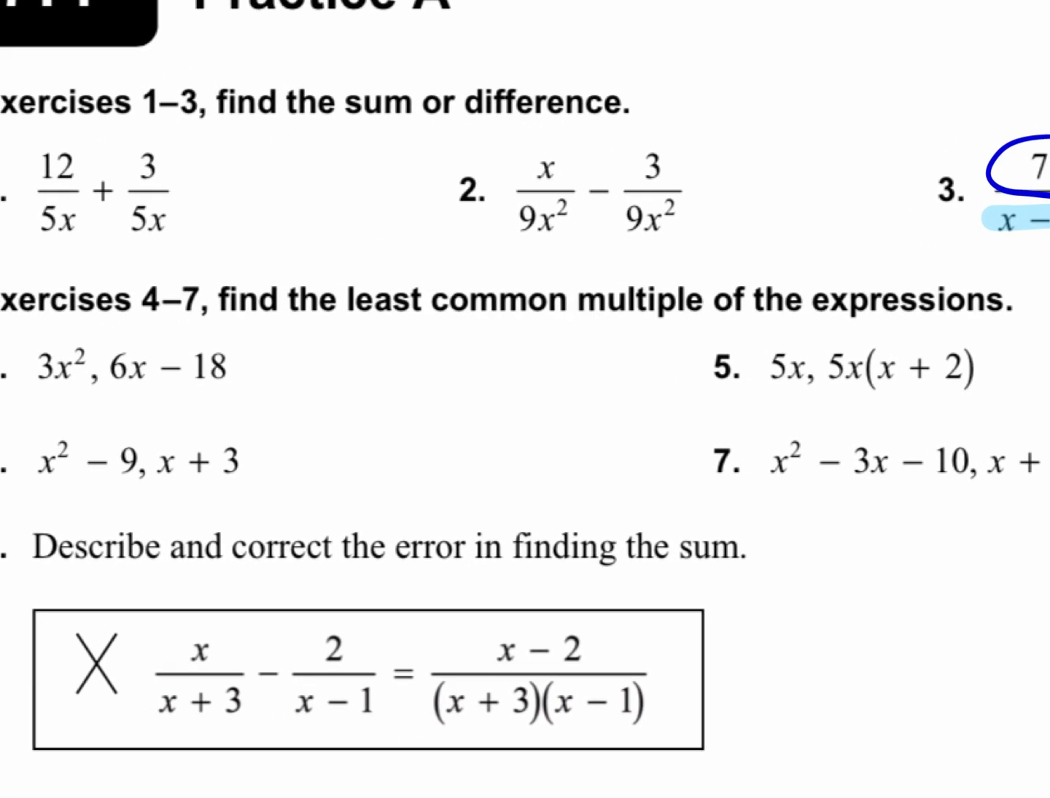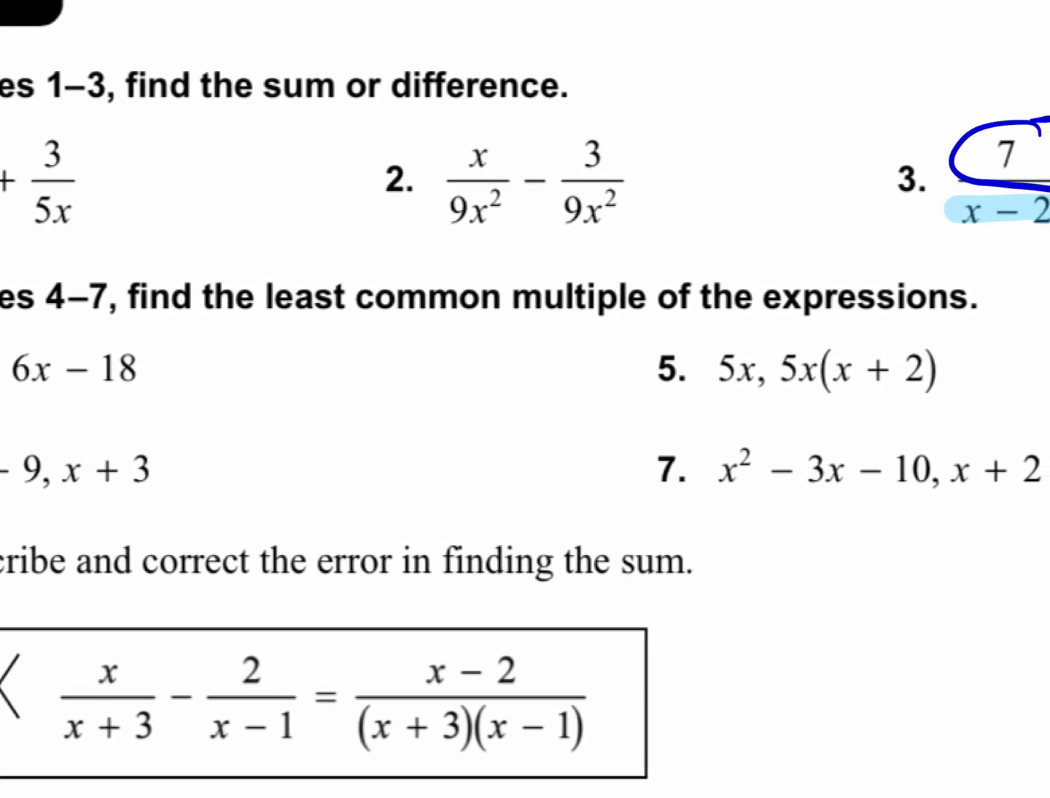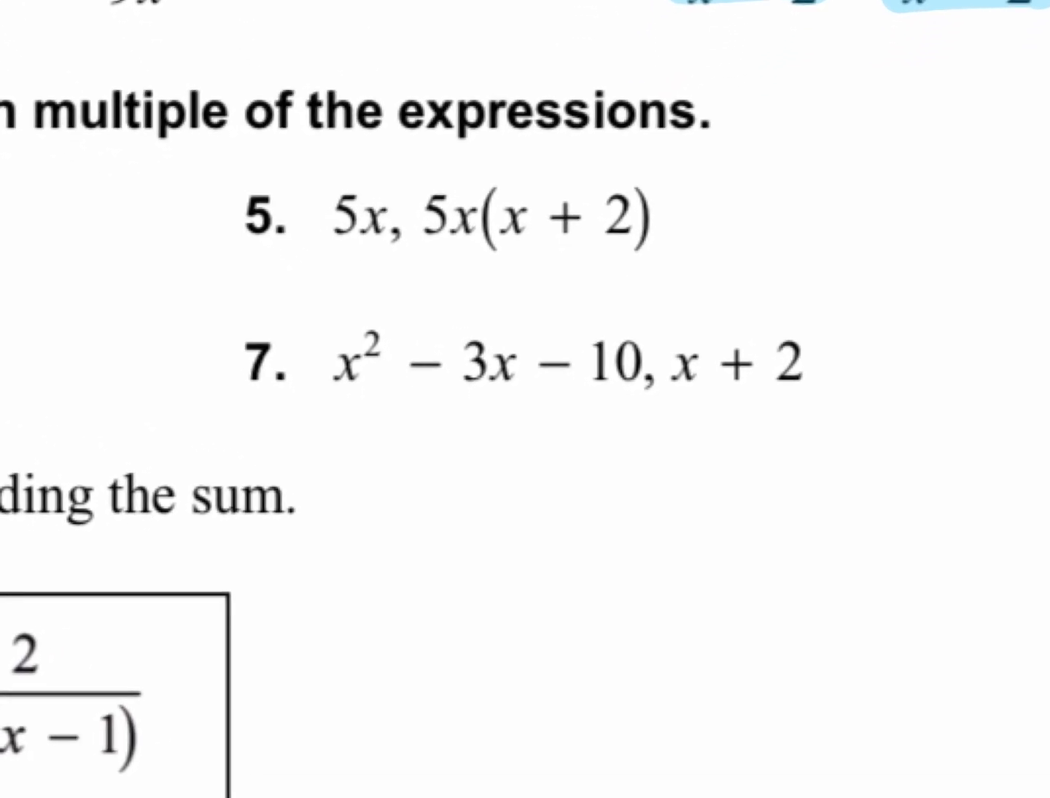All right. For the second part, we have to find the least common multiple of the expression, which is the same thing as the least common denominator. Just here, it's not in a denominator. Let's do number 7. How do you think I can find the least common multiple, or the least common denominator here? What do you think I need to do first?